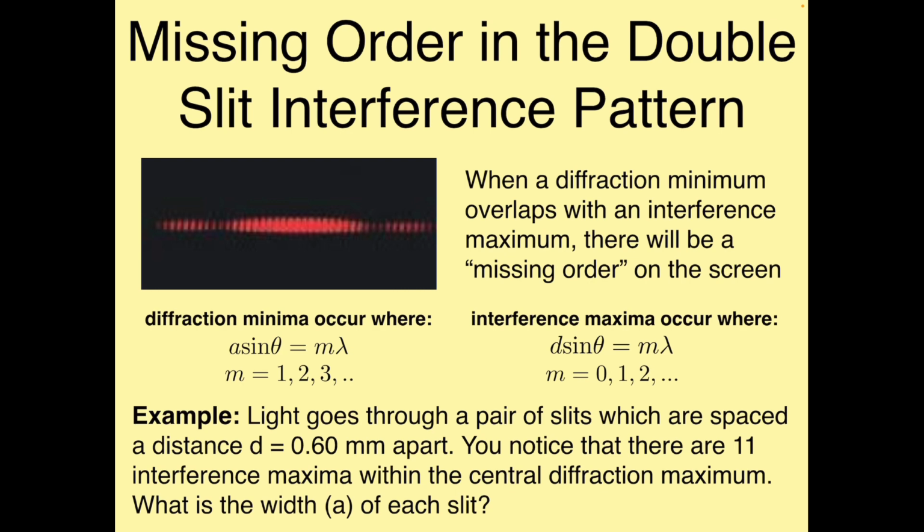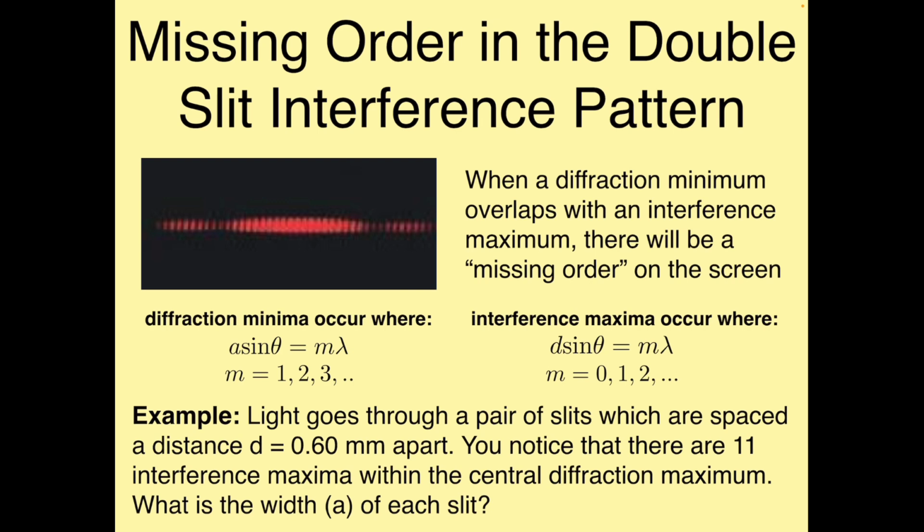So the idea is diffraction minima occur whenever a sin θ is equal to mλ for m equals 1, 2, 3, and so on. Those are points where the intensity goes to 0 in your diffraction pattern. But interference maxima occur whenever d sin θ is equal to mλ for m equal to 0, 1, 2, and so on. Just to be clear, d represents the spacing between the two slits, and a represents the width of each one of the slits. Those are two different distances.